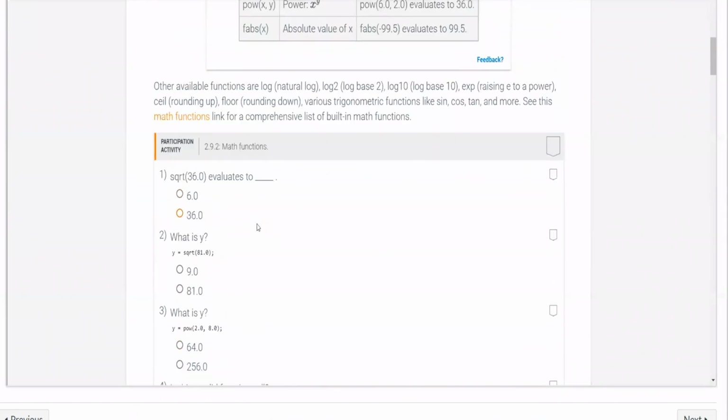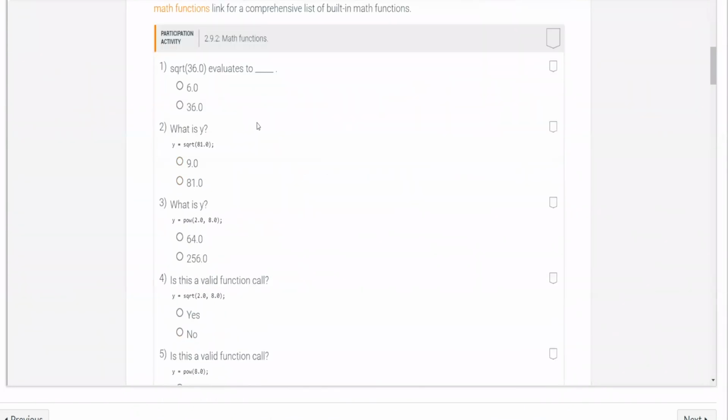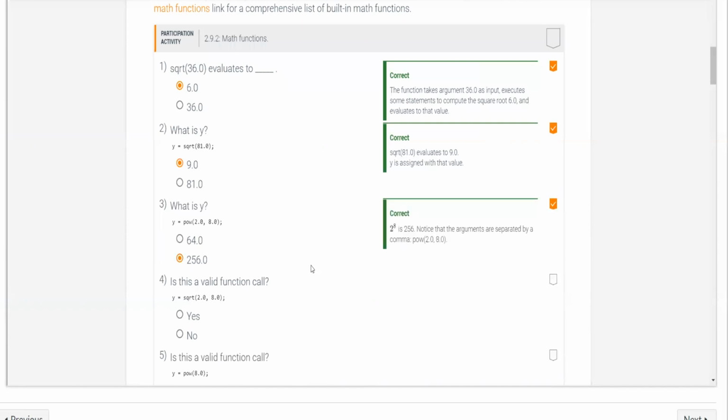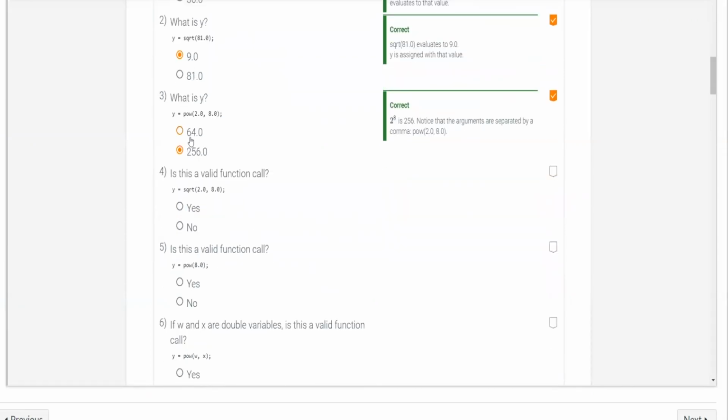Go through this by yourself. I don't want to spend time on this. It says square root equal to what? Well, obviously it is 6. And what is the square root of 81? It's 9. And what does this give you? 2 to the power 8. What is 2 to the power 8? It's weird like this, right? It is not 8 to the power 2, it is 2 to the power 8, which is 256.